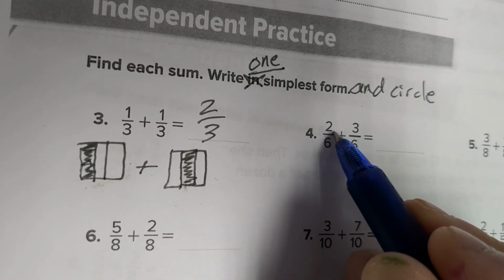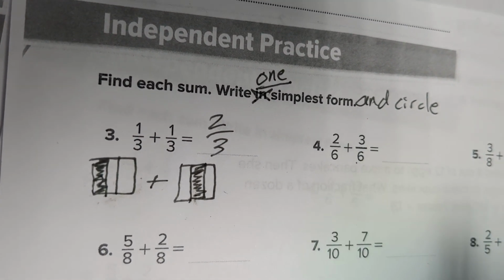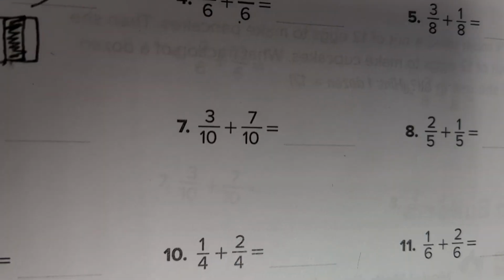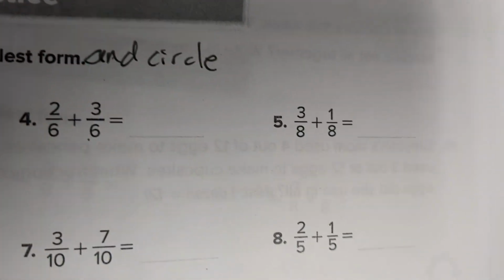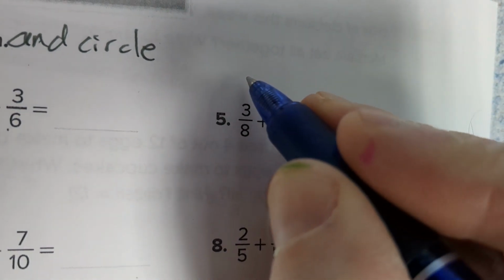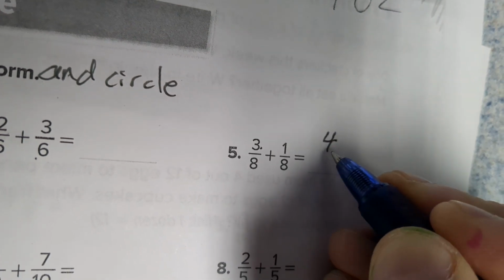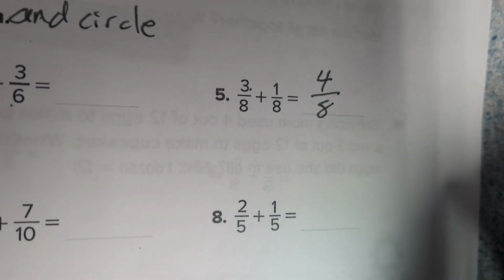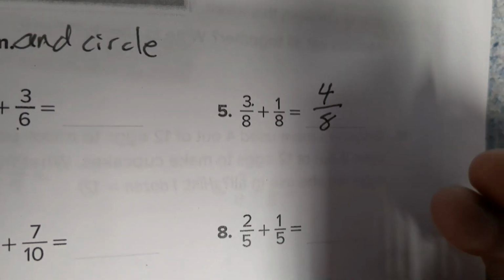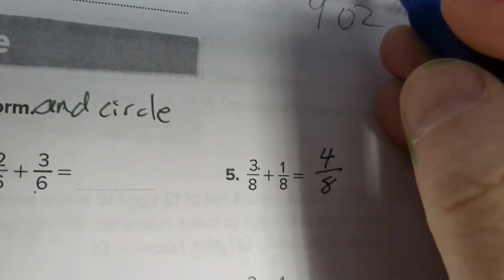So for instance, 2/3 plus, well, let's not do that one. Let's do number 5 together. Okay, so number 5 is 3/8 plus 1/8. So we know we have 3 pieces here and 1 piece here. So we have 4 pieces, and each piece is an eighth, right? So we have 4/8. And then to write that in simplest form, you find the greatest common factors.